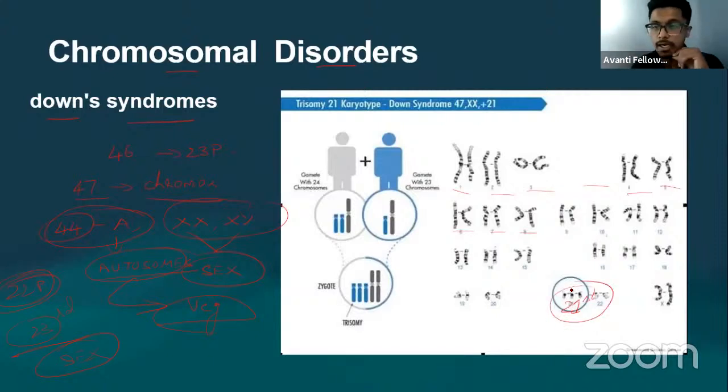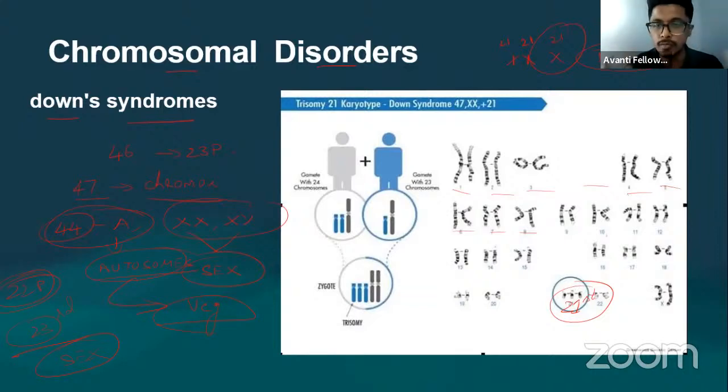So what is happening here in the 21st pair, instead of a homologous pair, that is, if two chromosomes are located like these, okay, this should be 21, 21, right? There is another 21 chromosome. So this extra 21st chromosome is called a trisomy condition. Okay. So what kind of trisomy are we experiencing? We are experiencing autosomal. It is an autosomal trisomy.